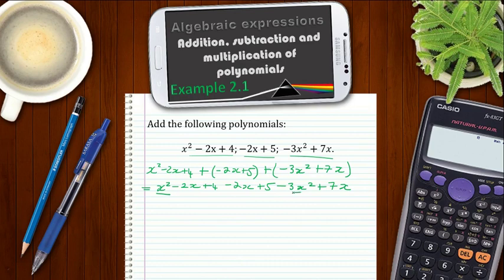Okay. Now I've got x squareds, x's, and constants. So my x squareds are there. My x's are here, here, and here. And my constants are here and here. Right, so x squared, we've got x squared minus 3x squared, that gives me negative 2x squared. Then my x's: minus 2, minus another 2 is minus 4, plus 7 gives me plus 3x. My constants are 4 plus 5, which is 9. Okay, and that's my final answer.